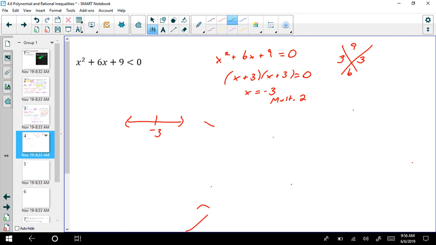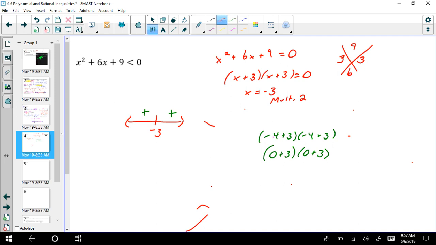And now I want to check numbers on either side. So if I pick something to the left, if I pick negative 4, I'd get a negative times a negative. So it would come out positive. And then if I pick something right, I'll pick 0. A positive times a positive. That's interesting. Now let's answer the question.